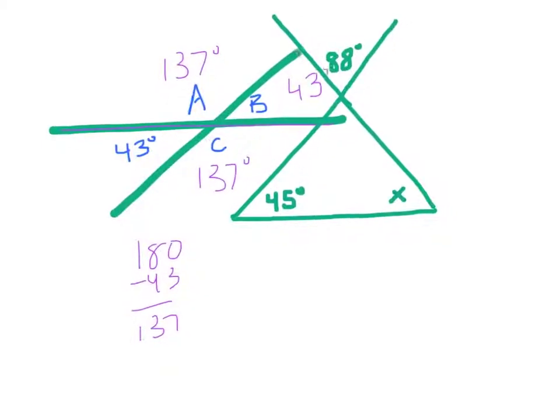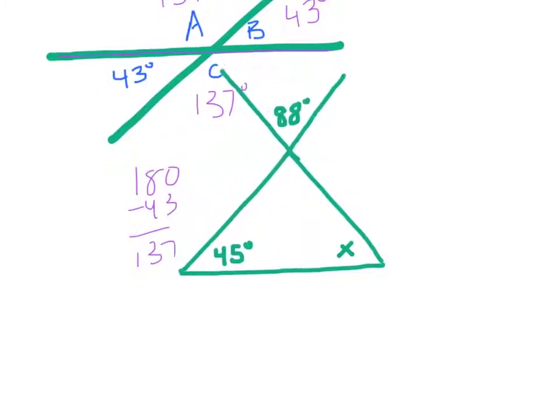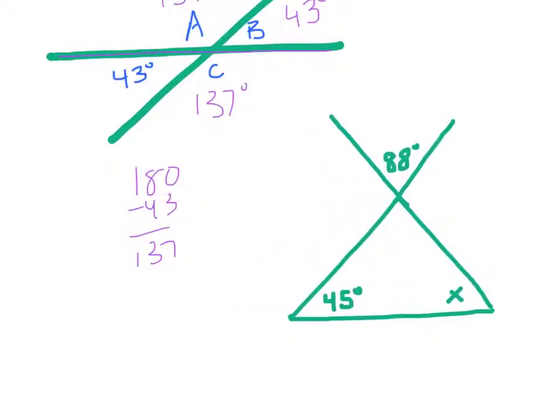If you have a diagram, such as this one, now we're looking for the value of x. So we can first say, well, we know that the three angles in a triangle have to add up to 180 degrees, but we only know one of those three angles. However, we can figure out this angle up at the top of the triangle by using the vertical angle. So we know that this angle is 88 degrees.